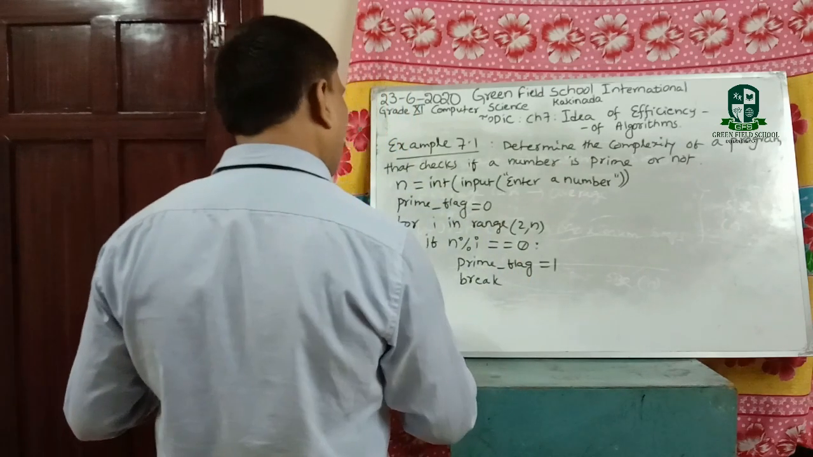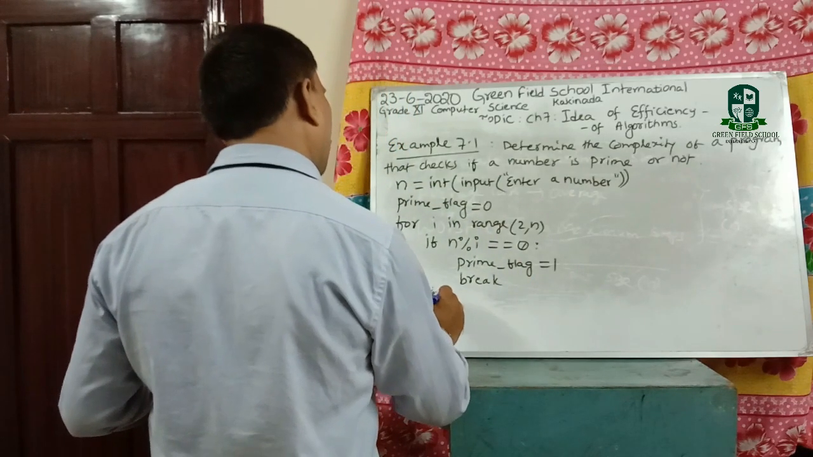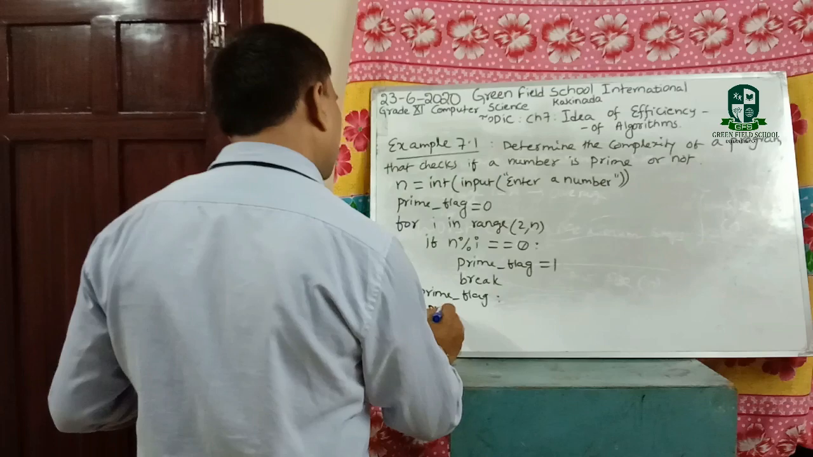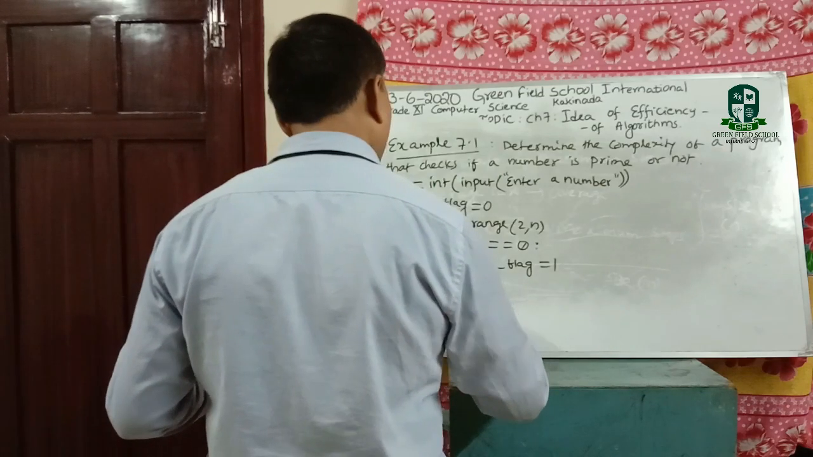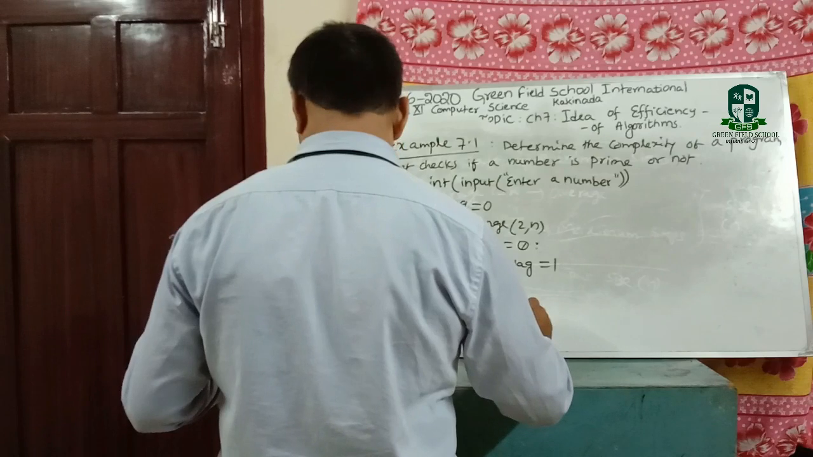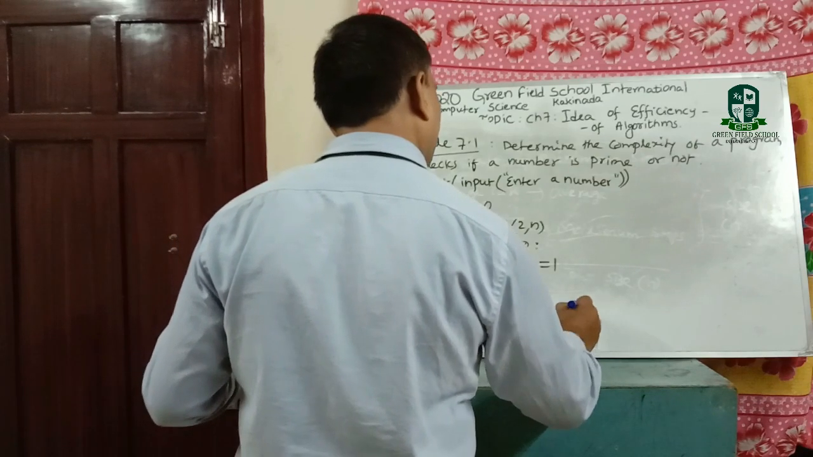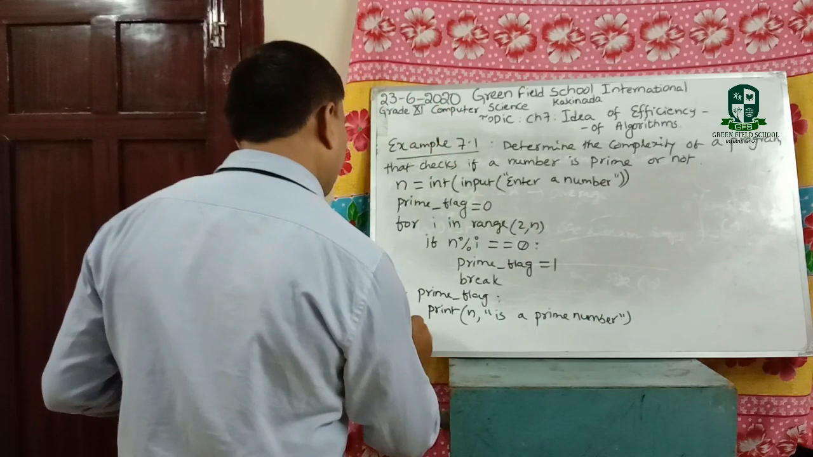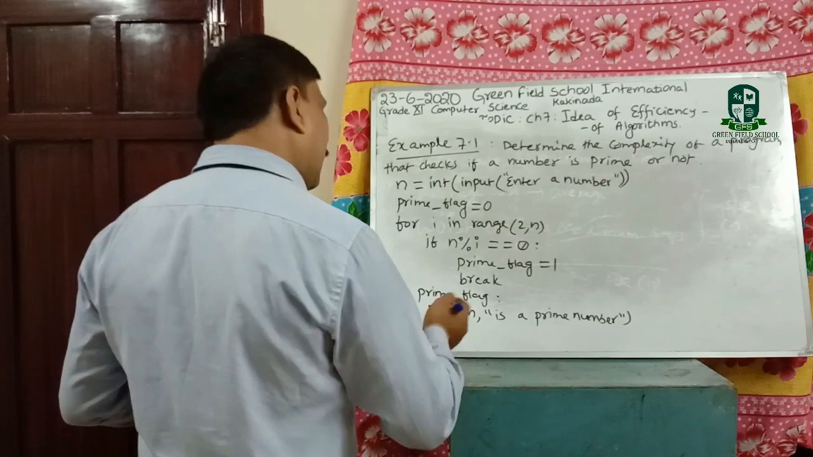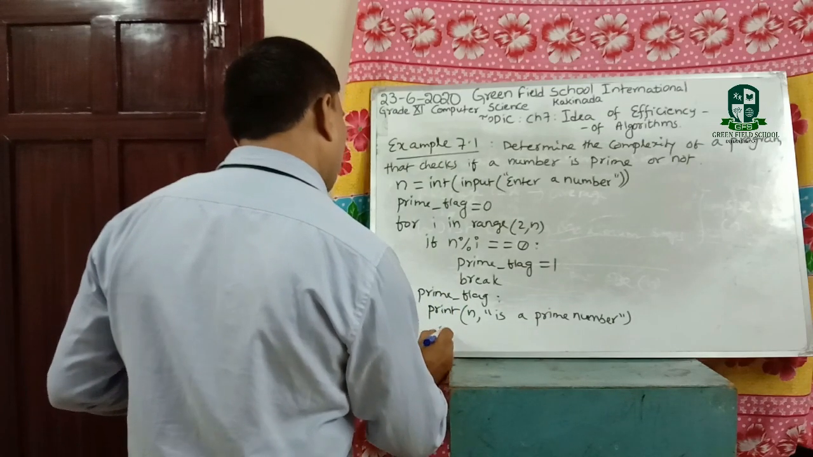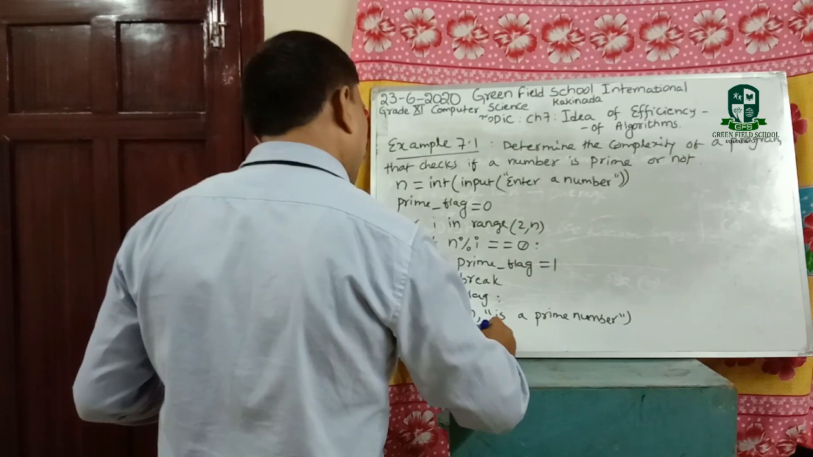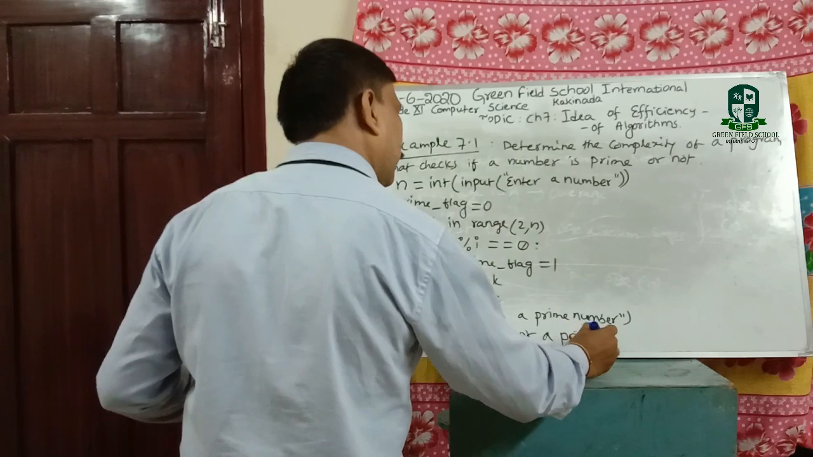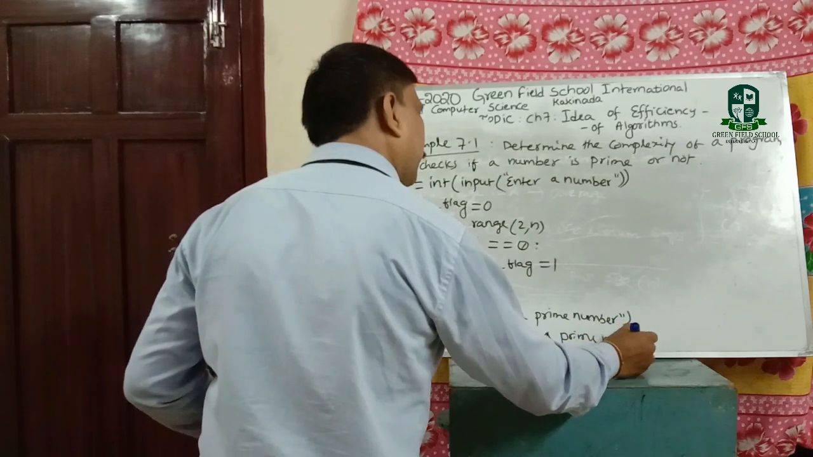Next, if the prime flag is true, print "n is a prime number". Here we print a prime number. Next, if the prime flag is false, print "n is not a prime number".